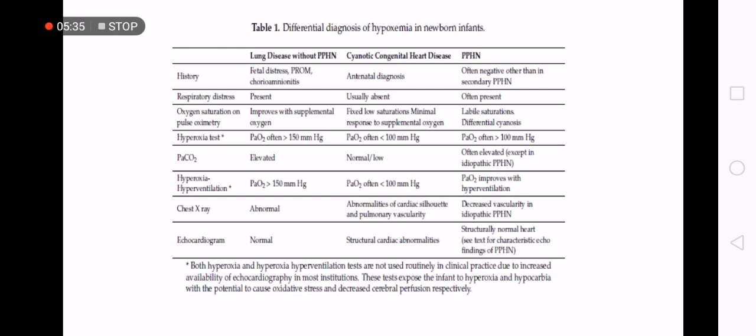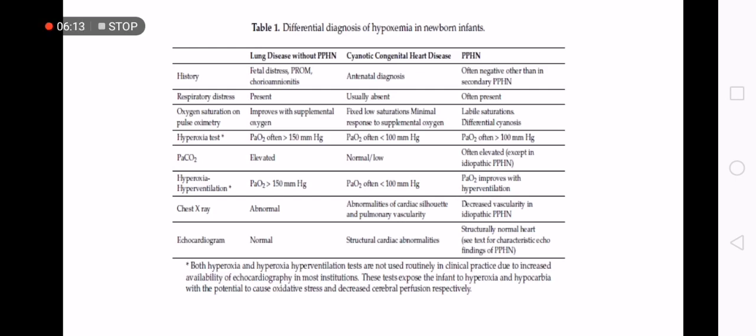In cases of persistent pulmonary hypertension, from the history, it's almost insignificant with no causes. Respiratory distress is often present. Oxygen saturation is labile and decreased. We might have differential cyanosis due to patent ductus arteriosus, which supplies the lower part of the body, so we have a difference in the saturation between the upper and lower limbs. It might go up to more than 10 millimeters mercury.